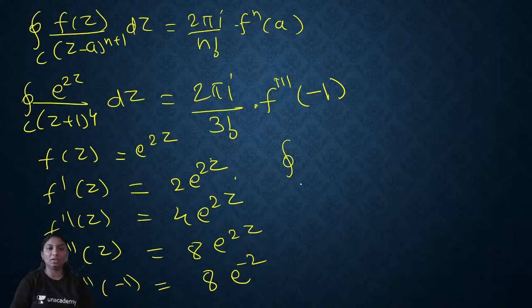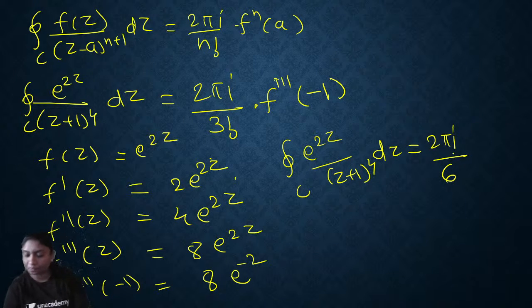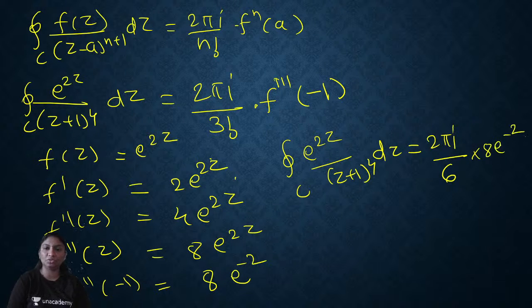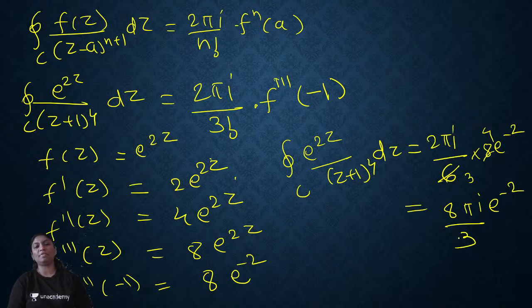So you will get the integral over C of e raised to 2z upon (z plus 1) raised to 4 dz is equal to 2 pi I upon 3 factorial, which means 2 pi I upon 6, into f triple dash at -1, which is 8 e raised to -2. So this becomes 8 pi I e raised to -2 upon 3. Okay, ये हो गया आपका फाइनल आंसर.